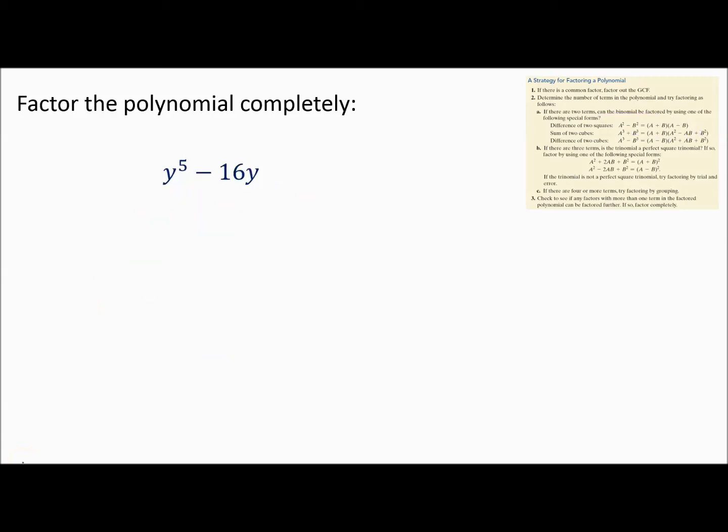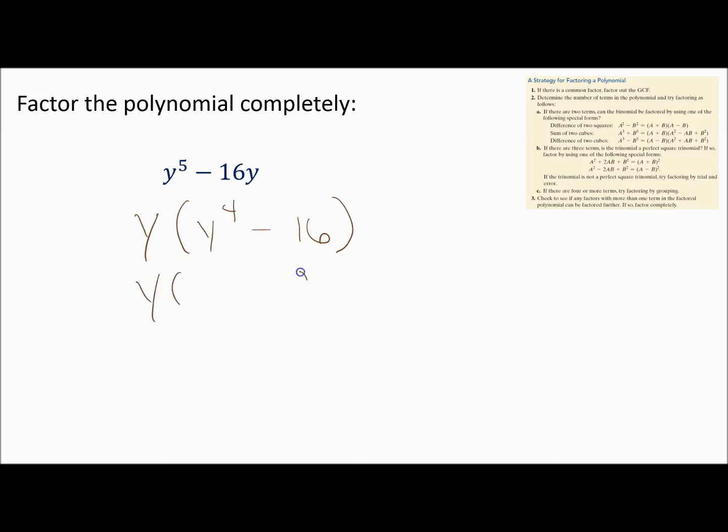All right, let's try the strategy again. Factor completely. So always look for a greatest common factor first. Notice both of these have a y, so I'm going to factor out the common y. It's going to leave me with y to the 4th power minus 16. And then what you do is you look at what's remaining, okay? So the y will not factor further, but y to the 4th minus 16 is a difference of squares.